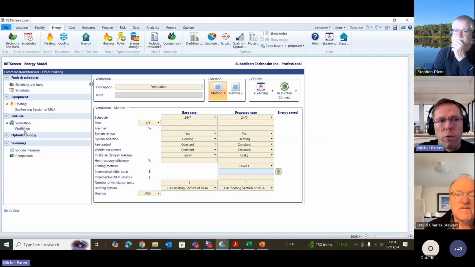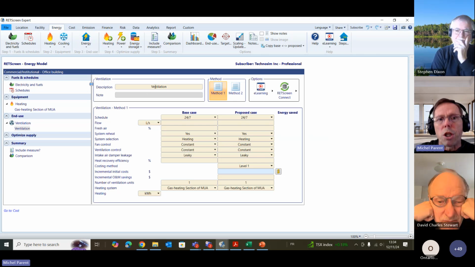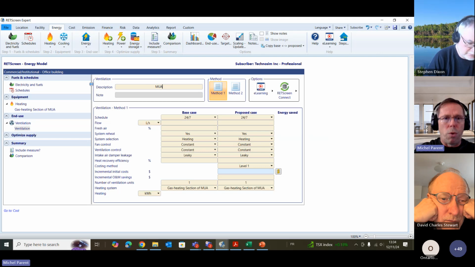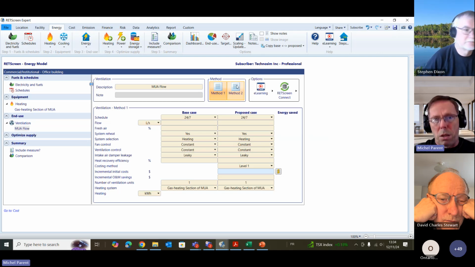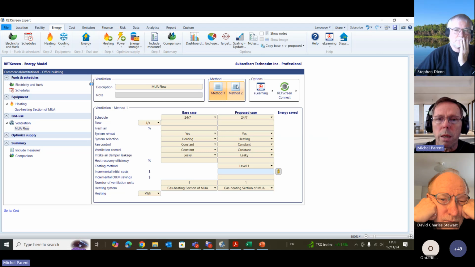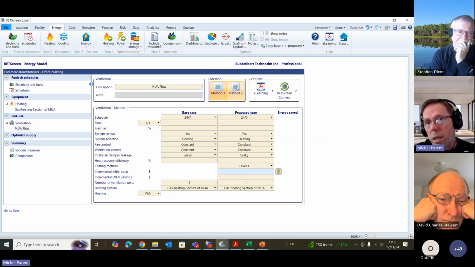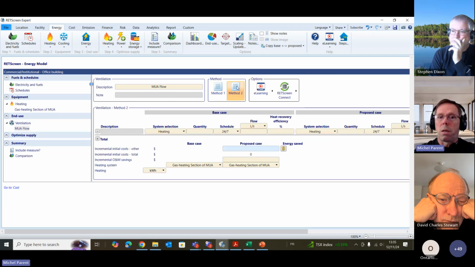So you see that there's a new ventilation item that appears, and I'm going to change its name to MUA flow. Again, to be very clear, this is not the fan motor, it's the flow. You've got 2 methods to define the flow. We're going to use method 2, which is quite applicable to makeup air unit. It is not applicable to a recirculation system, a mixed air system, but for a makeup air unit, it is absolutely applicable, and it's actually very simple. So because it is simpler, we're going to go to this method. So you select method 2.